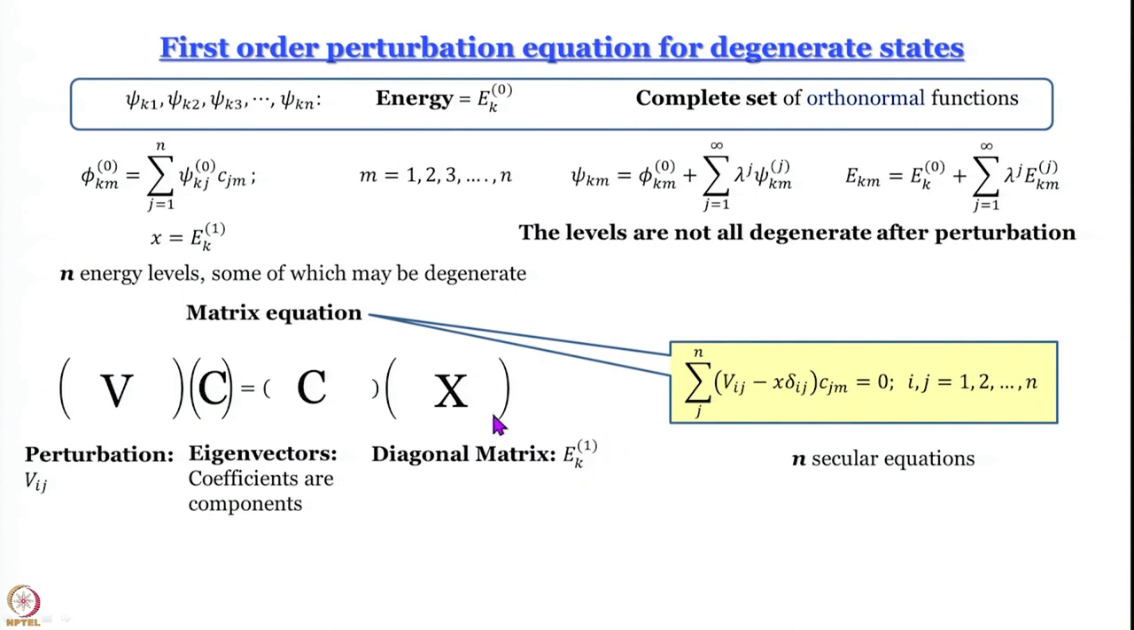And here the beauty is you can see from this expression here that all the off diagonal elements are going to be 0, delta Ij, remember. So, we are going to have this diagonal matrix where only the diagonal elements are non-zero, and they are going to give you the values of first order corrections to energies.